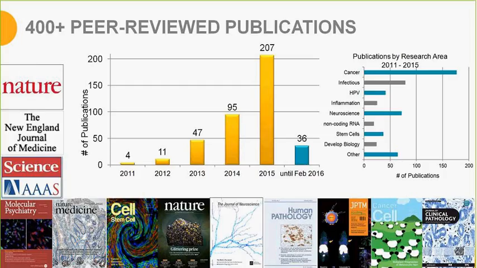Through February of this year, the RNAscope technology had been used in over 400 publications spanning most of the top journals, many of which are shown here, including Nature, New England Journal of Medicine, Cell, and so forth. Publications have really spanned the spectrum of research applications, including the fields of cancer, infectious disease, inflammation, neuroscience, and other major areas of investigation.